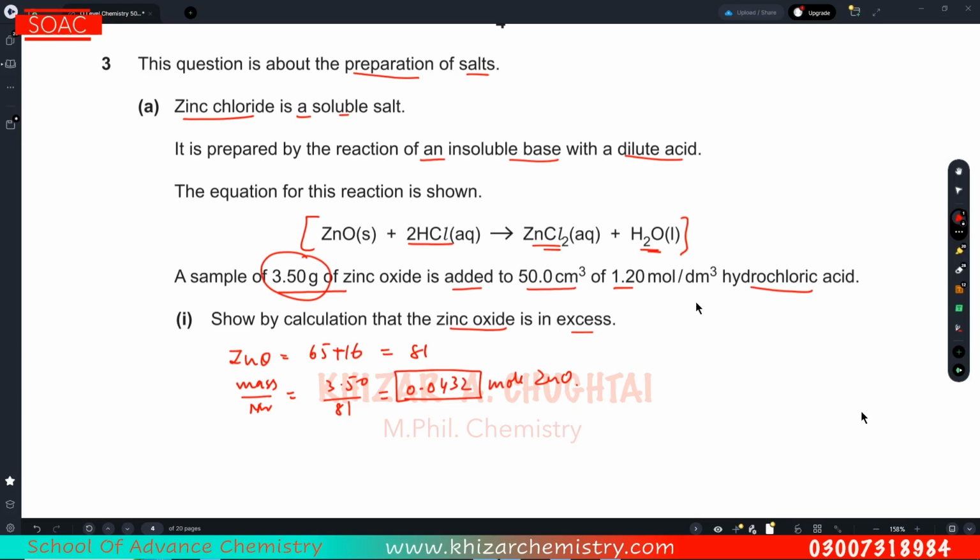Now come towards HCl. How to find the mole of HCl? 50 multiplied by 1.2 divided by 1000. That is equal to 0.060 moles of HCl.